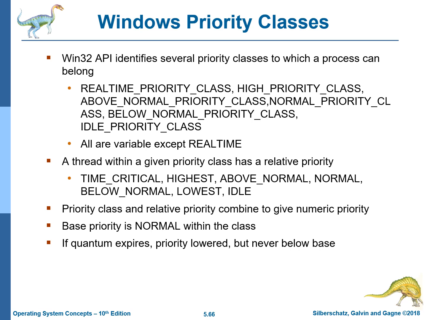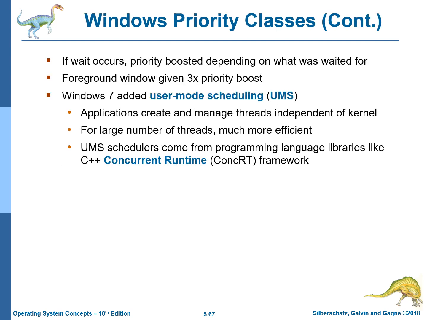The Win32 API identifies several priority classes to which a process can belong, and all are variable except real-time. A thread within a given priority class has a relative priority: time critical, highest, above normal, normal, below normal, lowest, and idle. Priority class and relative priority combine to give a numeric priority. Base priority is normal within the class. If the quantum expires, priority is lowered, but never below base. If a wait occurs, priority is boosted depending on what was waited for. The foreground window is given a 3 times priority boost.